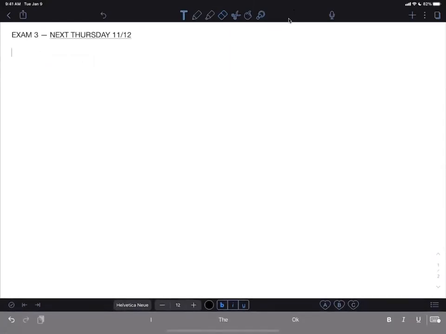Okay, let's try this again. So we're going to talk about exam 3. It is next Thursday, so same rules as before. You have a 24-hour window as far as the whole exam. As soon as you start, you'll be timed for the given amount of time.